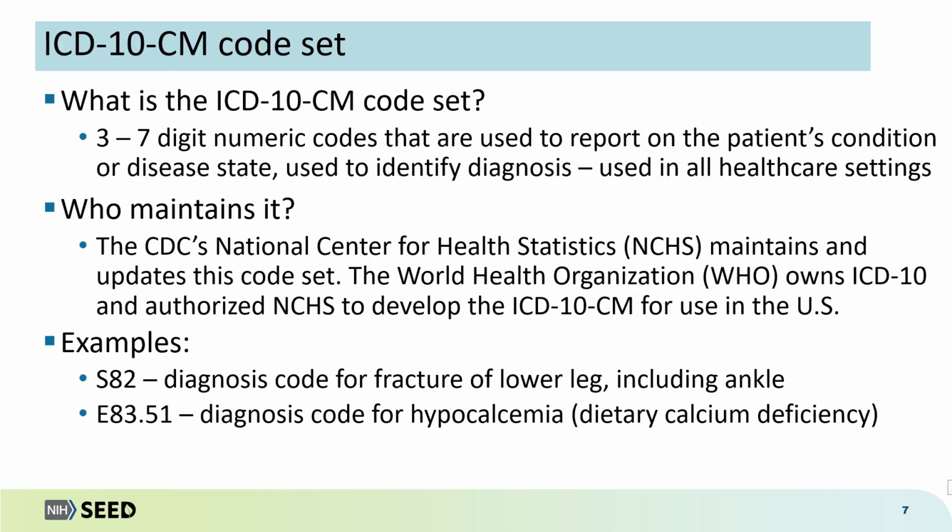What are ICD-10 CM codes? ICD-10 codes are diagnosis codes, and they are usually 3 to 7 digits in length. They are used to report the patient's condition or disease state. They are maintained by the CDC's National Center for Health Statistics, and the World Health Organization owns ICD-10 and authorized the National Center for Health Statistics to develop the ICD-10 set for use in the United States.